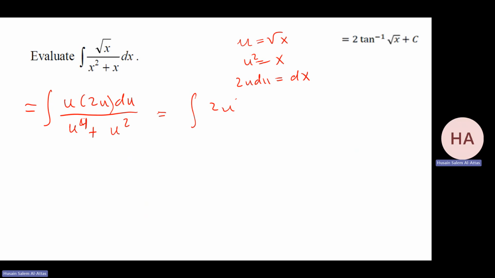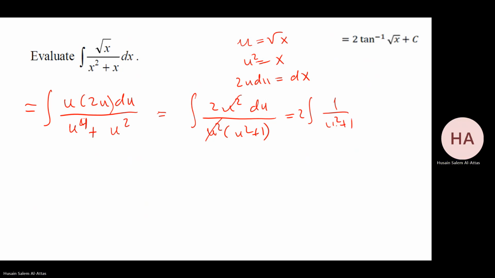That will be 2u squared du. Here I can take u squared common factor. I have u squared plus 1. That gives me, this is cancelled. Integral 2, 1 over u squared plus 1 du, which is tan inverse of u. And what is my u? Square root of x, plus c, which is this answer.